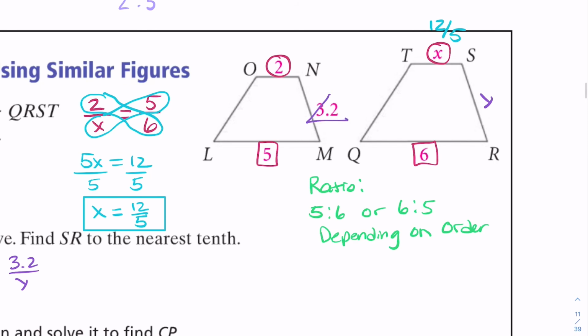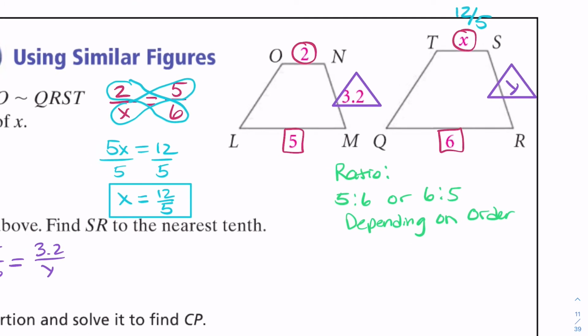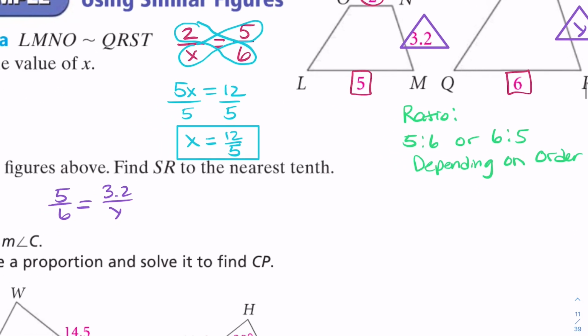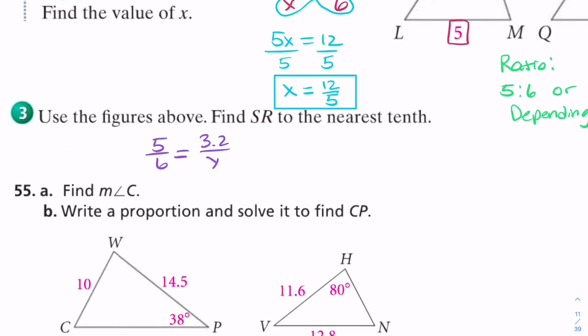Okay, and I'm going to do a triangle here and a triangle here to show I'm comparing those items. I'm just trying to show that those are the items I'm comparing. So 5 is to 6 and 3.2 is to y. And now that I have them, I'm going to do the cross products.